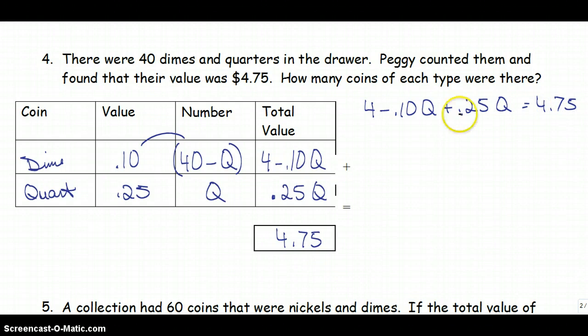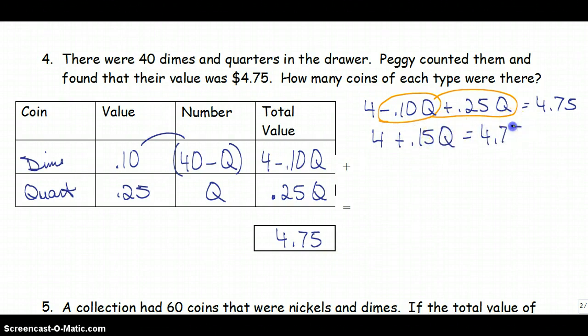Combine my like terms. Negative 0.10Q plus 0.25Q. So now I have 4 plus 0.15Q is equal to $4.75. Subtract 4 from both sides.